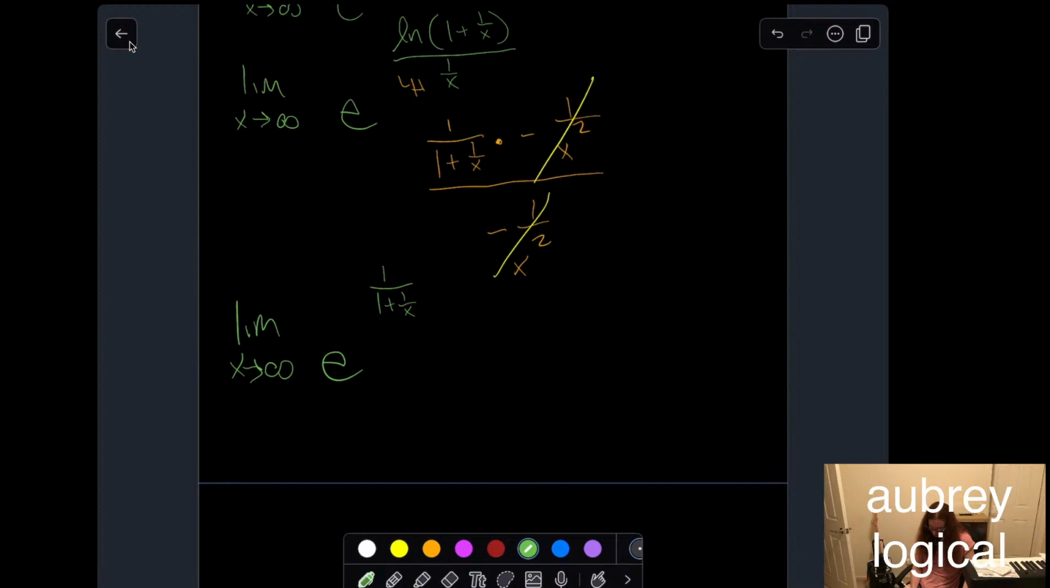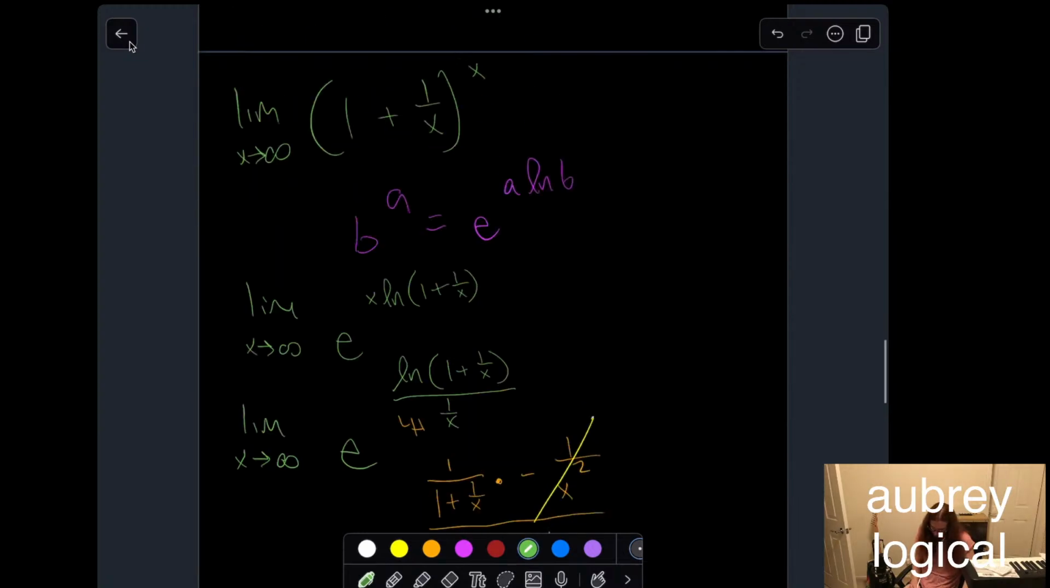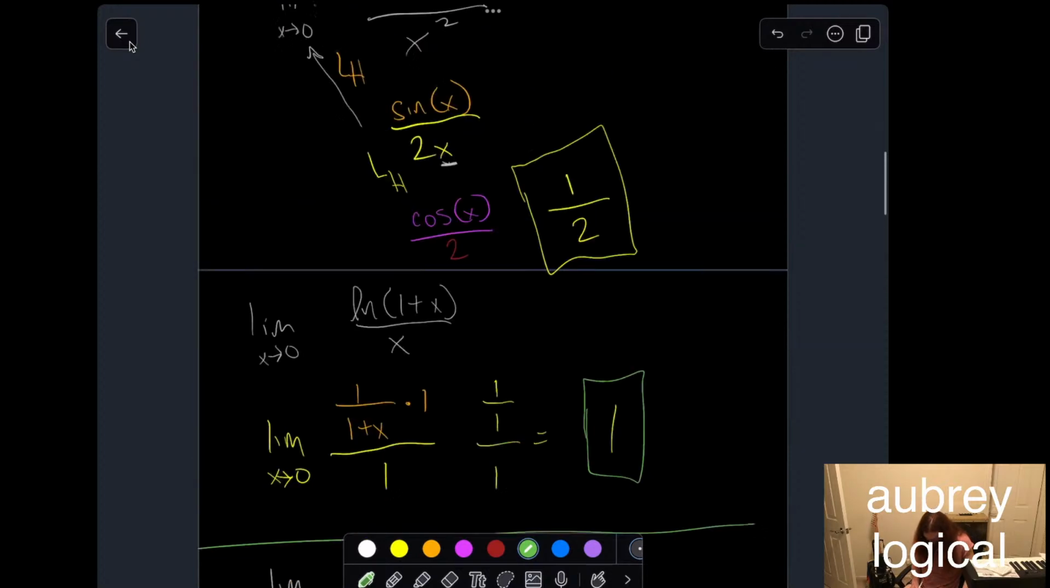And then if we plug in now, x becomes infinity, so 1 over infinity is 0. So e to the 1 is equal to e. Okay, on to the next one.